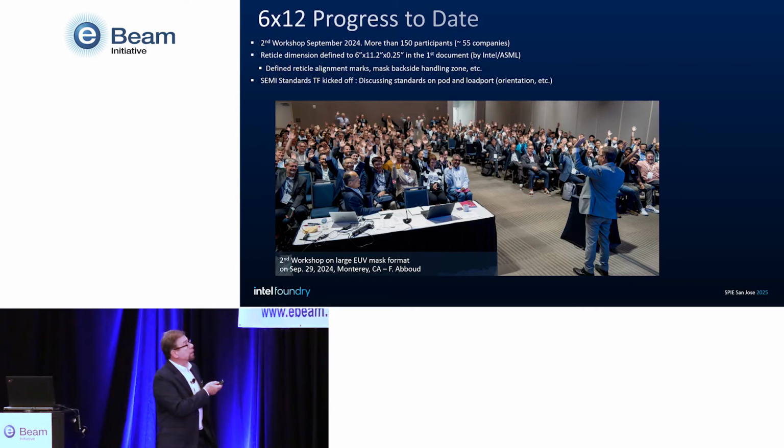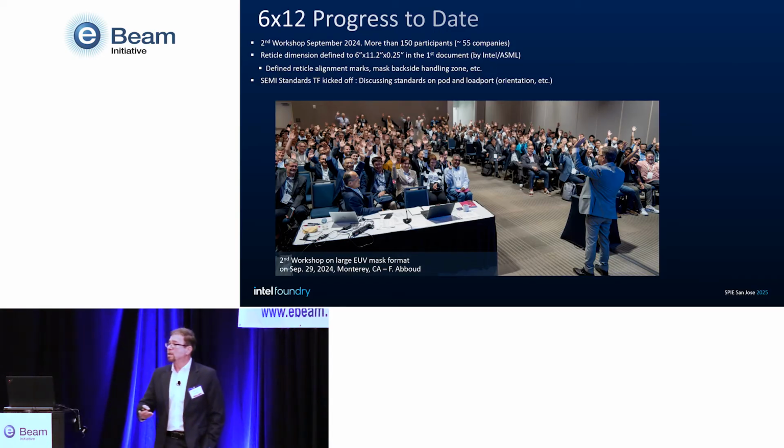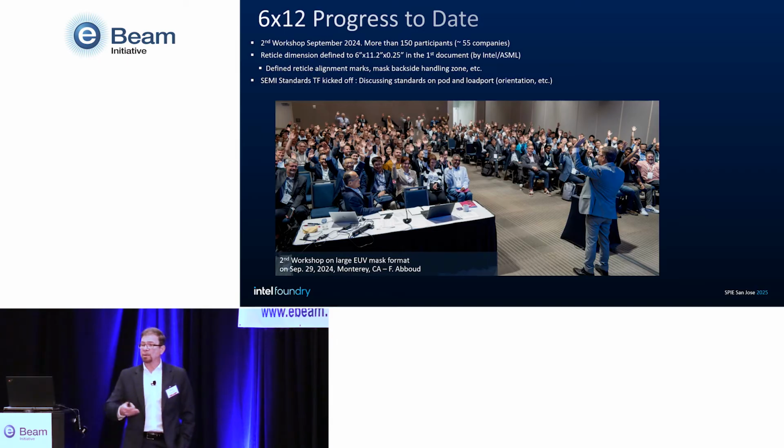The other thing we did is we launched a couple of SEMI task forces. SEMI has been extremely helpful and cooperative, and we're starting to get a lot of these logistics out of the way so the tool designers can all be working from the same spec sheet.